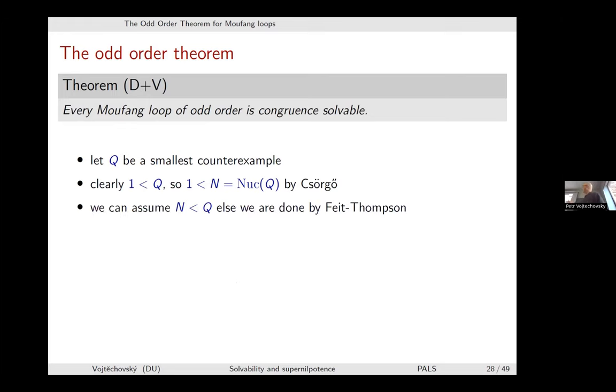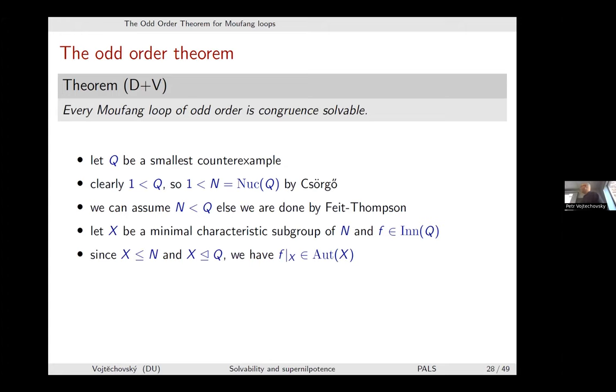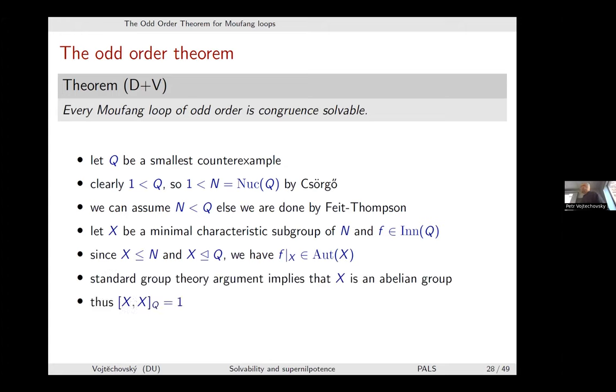If you have a non-trivial nucleus, which we have, so the nucleus cannot be everything. If it's everything, then we are done by the Feit-Thompson theorem because it's a group. So that's going to be congruence solvable. Otherwise, use just really elementary group theory, nothing difficult. And you end up with this particular X that you construct, which is some subgroup of the nucleus, is going to induce an abelian congruence. Okay.